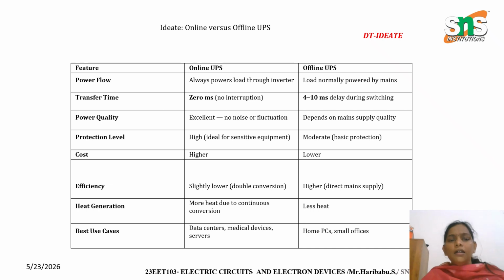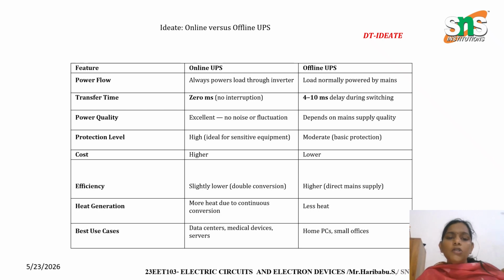Next, let us compare the features of online and offline UPS. The power flow in online UPS is that the load is always powered through the inverter, whereas in offline the load is normally powered by the mains. Transfer time is very less in online UPS, and you have a 4 to 10 microsecond delay in offline for switching. Power quality is excellent in online UPS, with no noise, distortion or fluctuation, whereas offline depends upon the main supply quality and there will be a little noise. Power protection is very high in online, and in offline it's moderate.